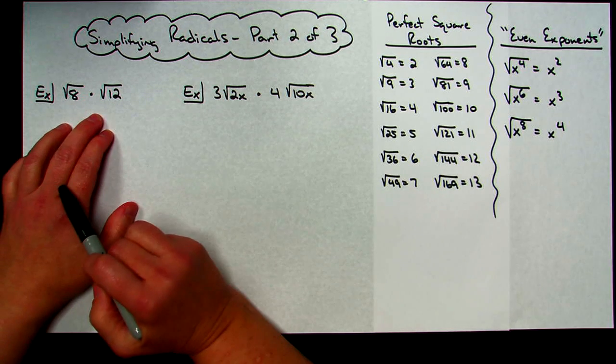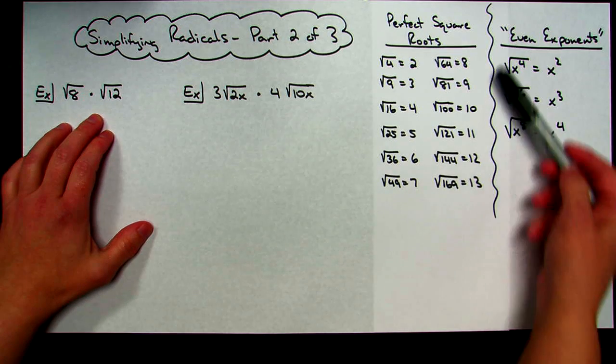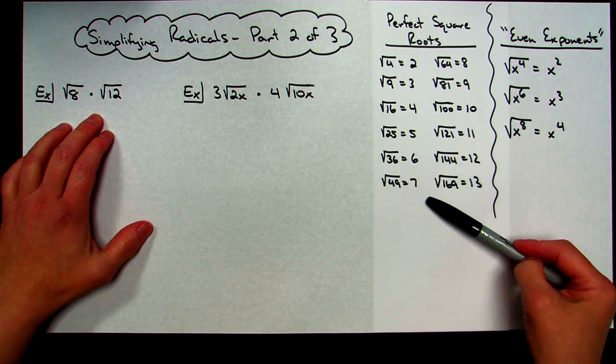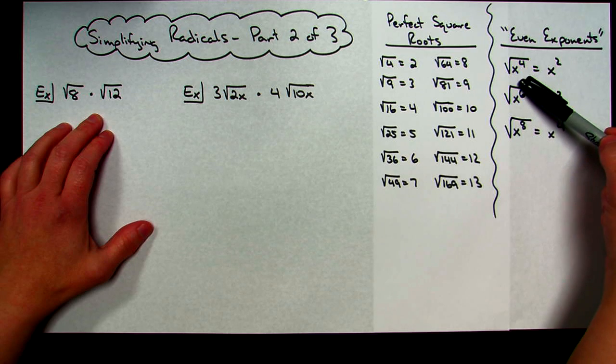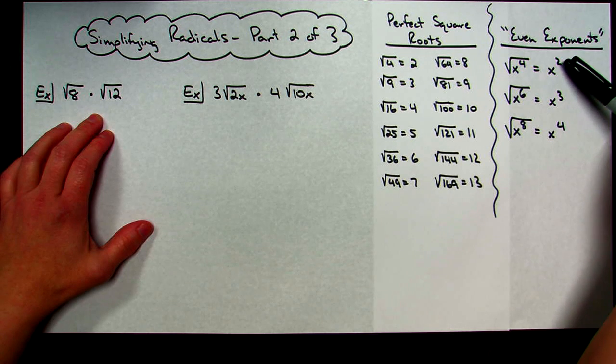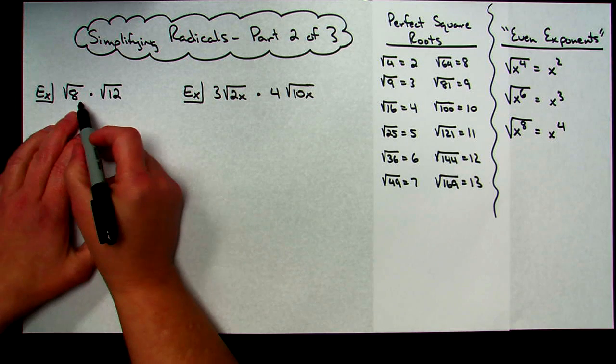All right, here again, before I have started this, I do have my list of perfect square roots, which is going to come in handy once I start to break it up into a factor tree to simplify my radical. And then just reviewing that even exponents, the square root of x to the fourth is going to be an x to the second. Just reviewing that from the first video, part 1 that I did. All right, so let's start out here.